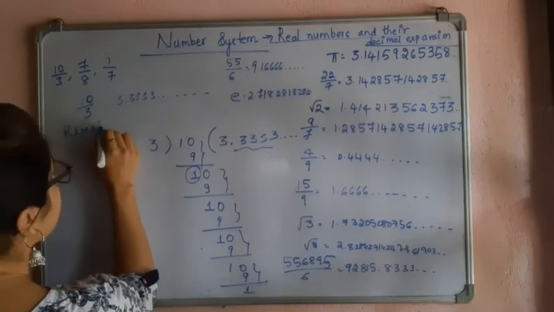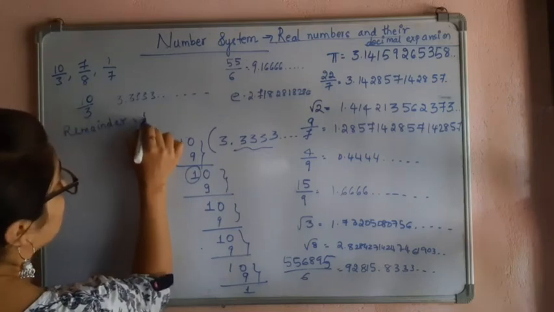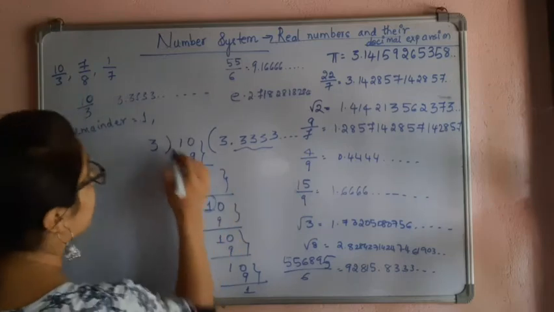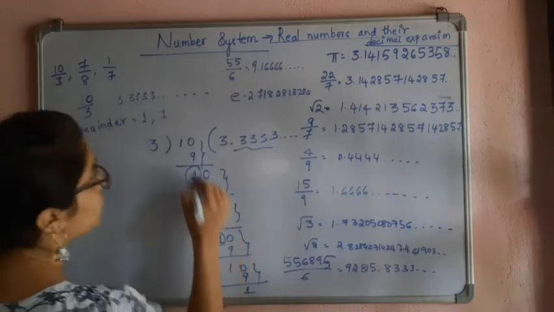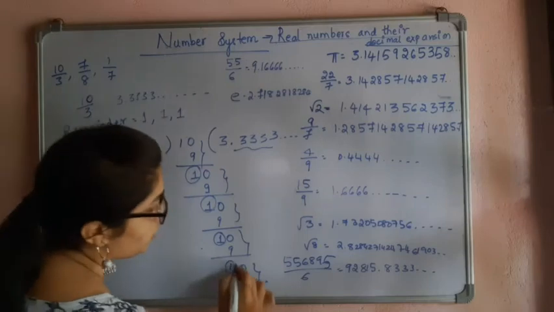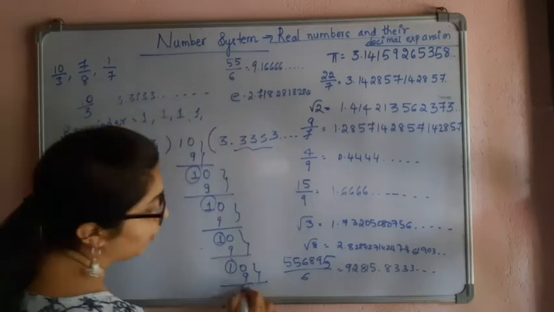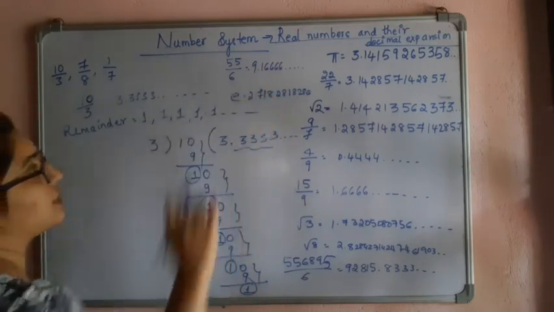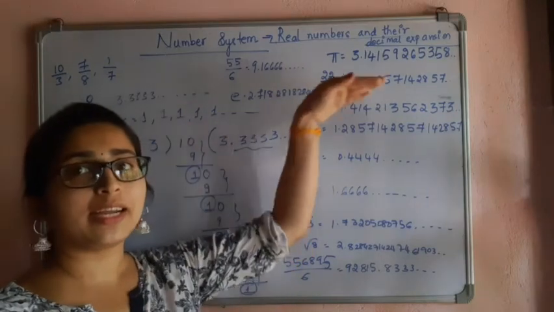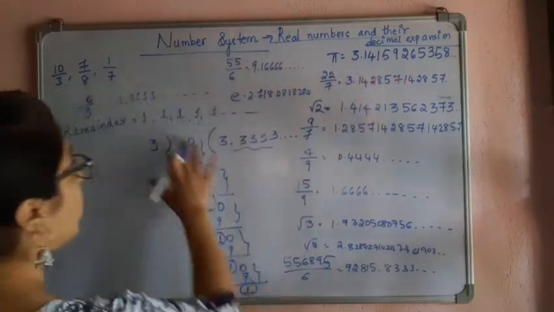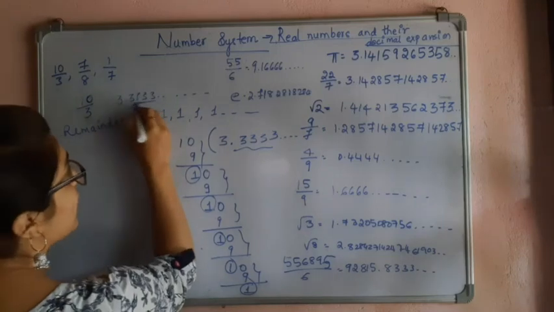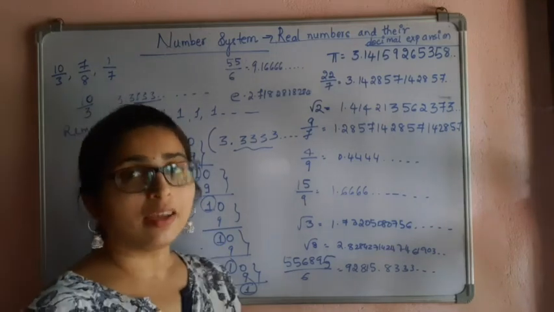Remainder is 1. Okay, next remainder is again it was 1. Again it was 1. And again it is 1. Again 1. Right? These are the remainders. And 1 is continuously repeating. Okay, that is remainder. And here we can see 3 is continuously repeating.